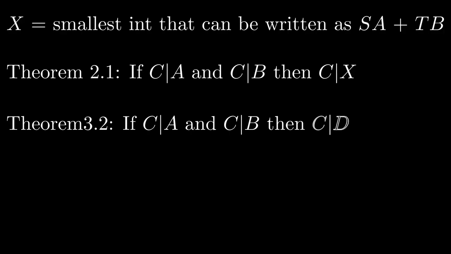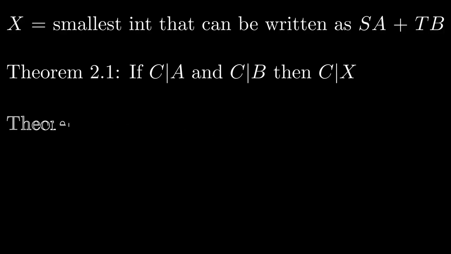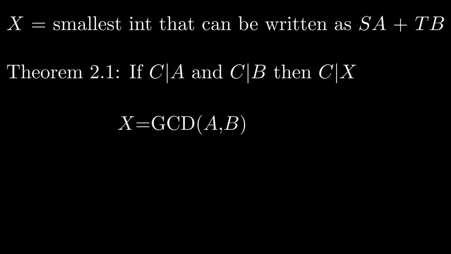Now, we need to show that x is a common divisor of a and b. This will make x the greatest common divisor of a and b because it divides both a and b and is divisible by every other divisor, c.